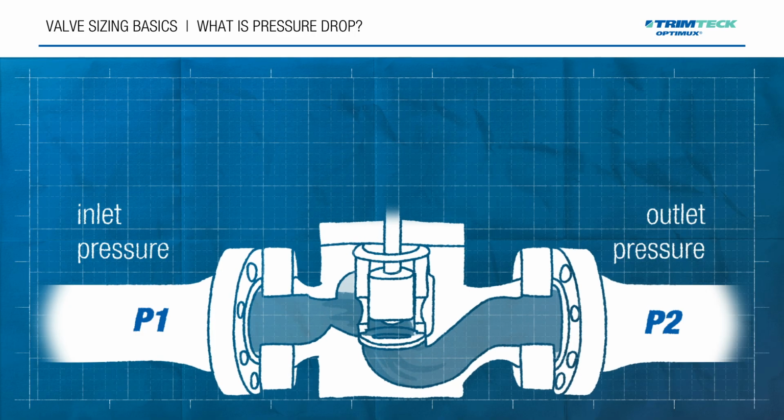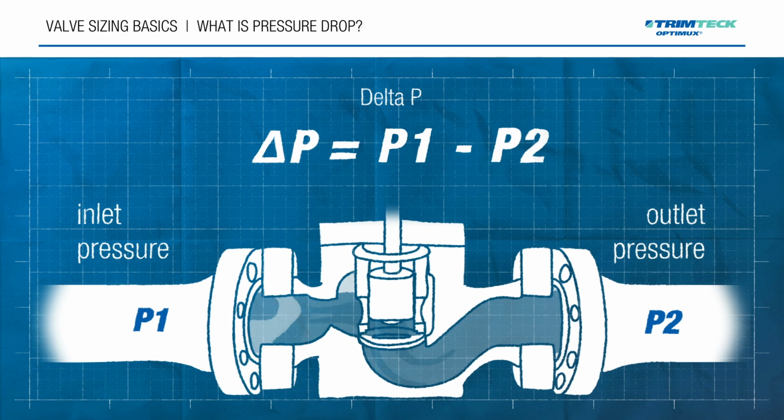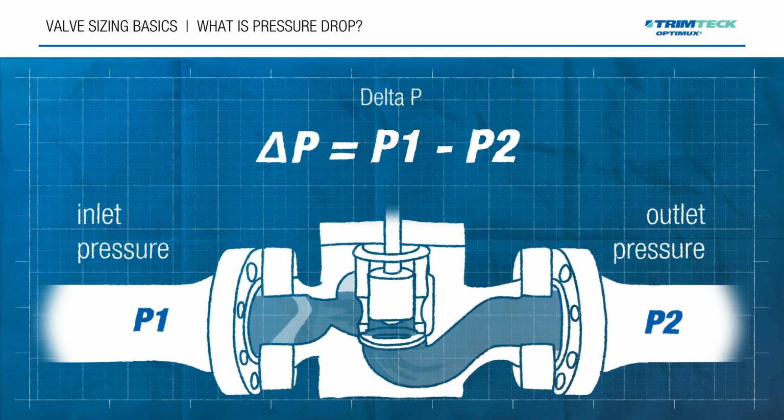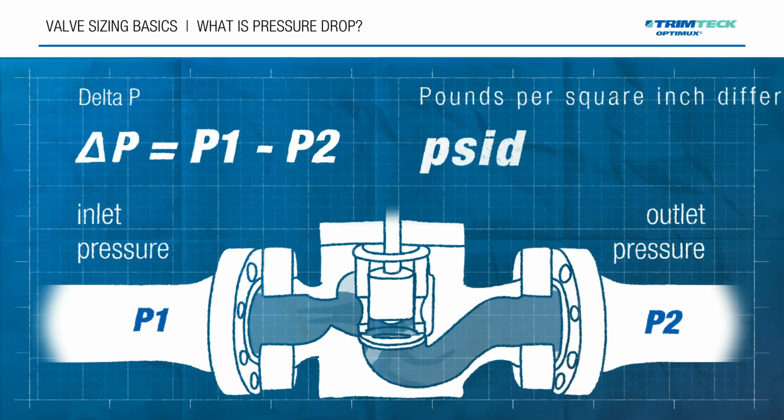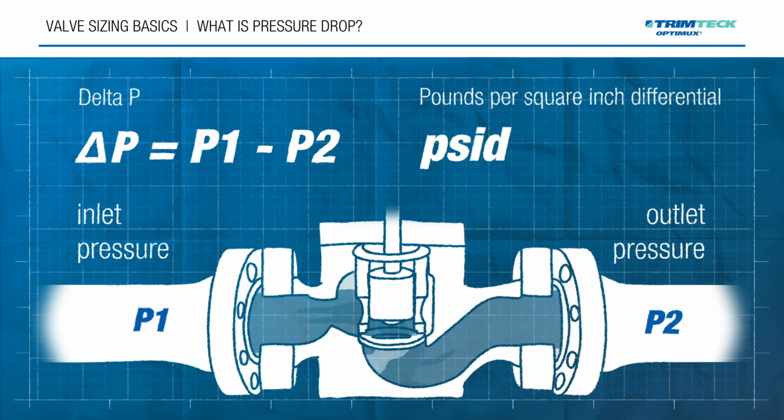We typically call this difference delta P, and the calculation is simple. Delta P equals P1 minus P2. Pressure drop is usually measured in pounds per square inch differential, or PSID.